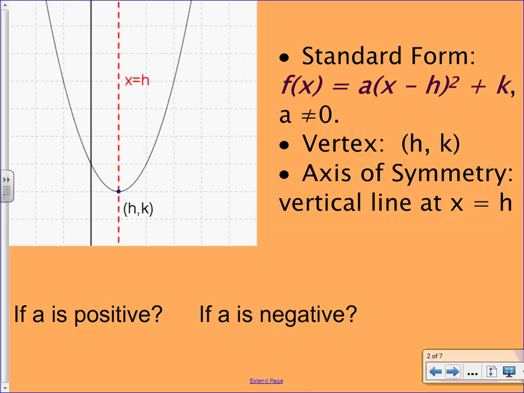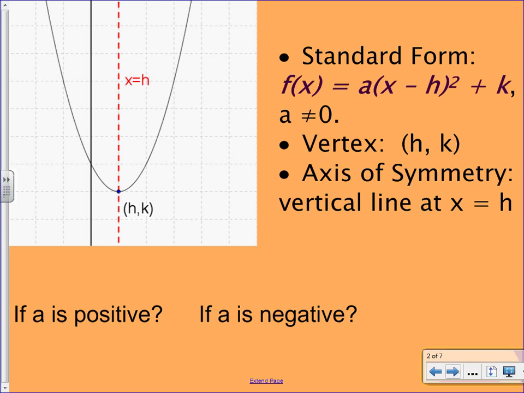Now let's talk about this. What happens with our parabola, or what does our parabola look like if A is positive? Show me with your arms. Oh, some good function aerobic arms here. All right, very good. Okay, it goes up, and then if A is negative, our parabola is going to open down. Okay, excellent.